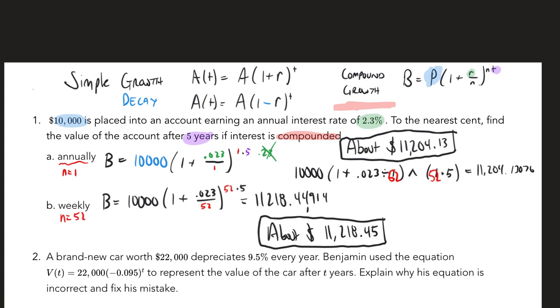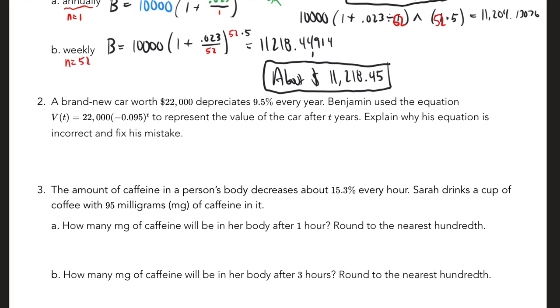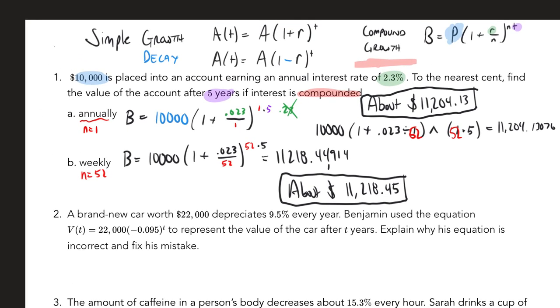Let's look at the next one. Brand new car is worth $22,000, depreciates 9.5% every year. Benjamin used the equation V, so value as a function of time, 22,000 negative 0.095 to the t power to represent the value of the car for t years. Why is this equation incorrect? Fix this mistake. So what we want to think about is, this will be a simple problem because there's no mention of compounding anywhere.